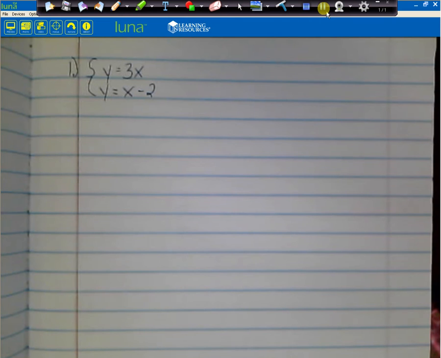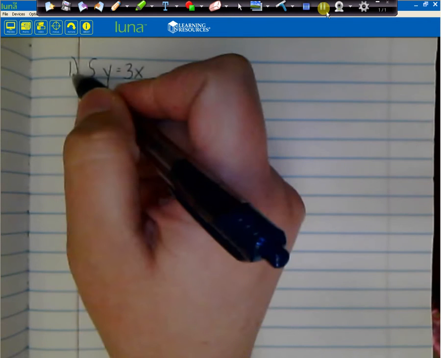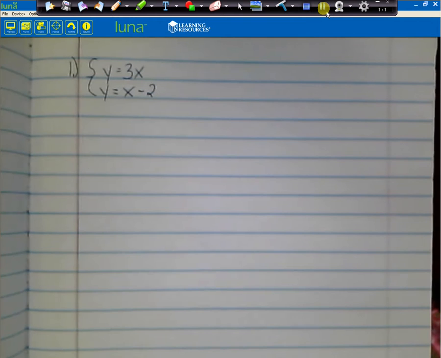Alright, this is your first example. Go ahead and write this down just the way it looks for me. Number 1, the top one is y equals 3x, and the bottom one is y equals x minus 2. Make sure they know that's a bracket. This bracket shows that these are a system, meaning two equations. Hopefully you've got that written down. If not, you can pause the video if you need to.